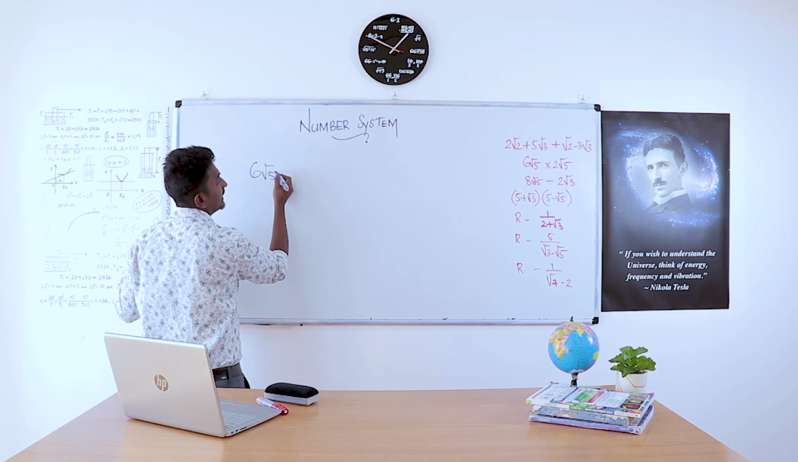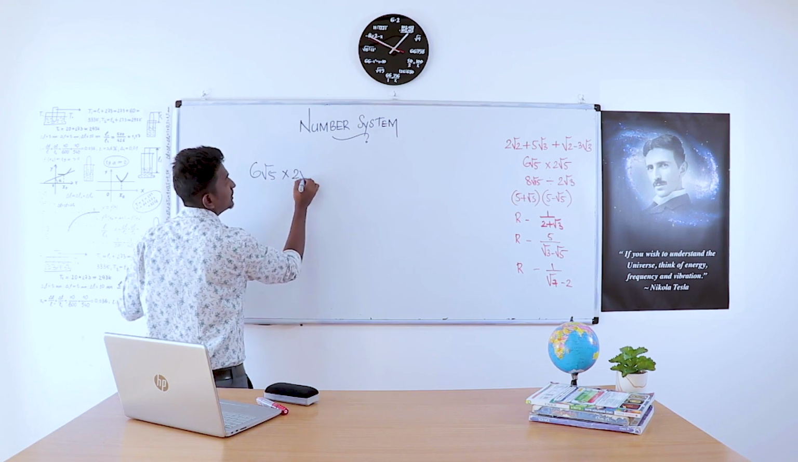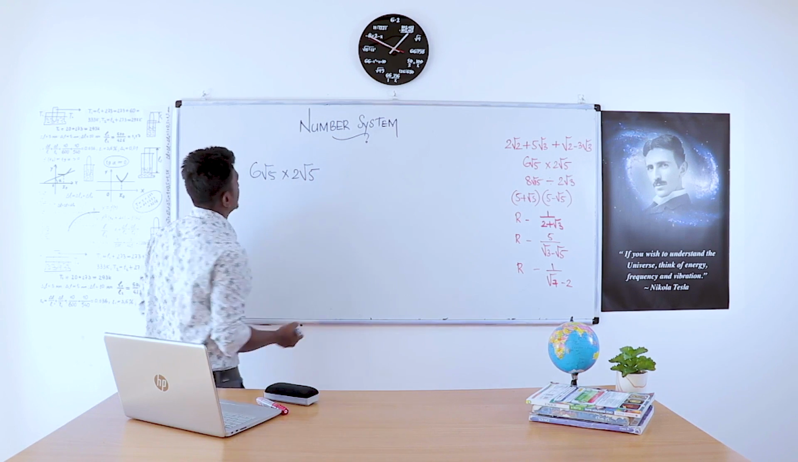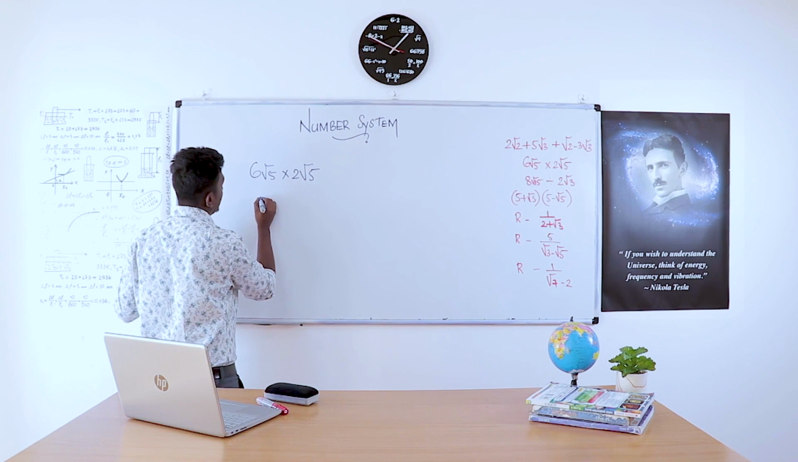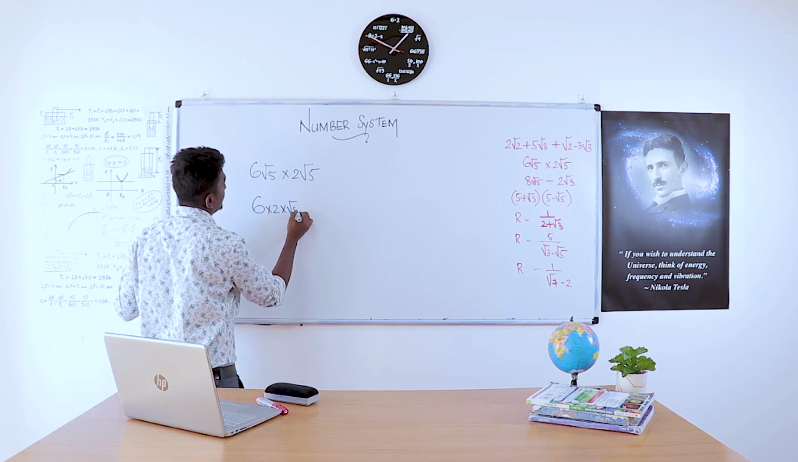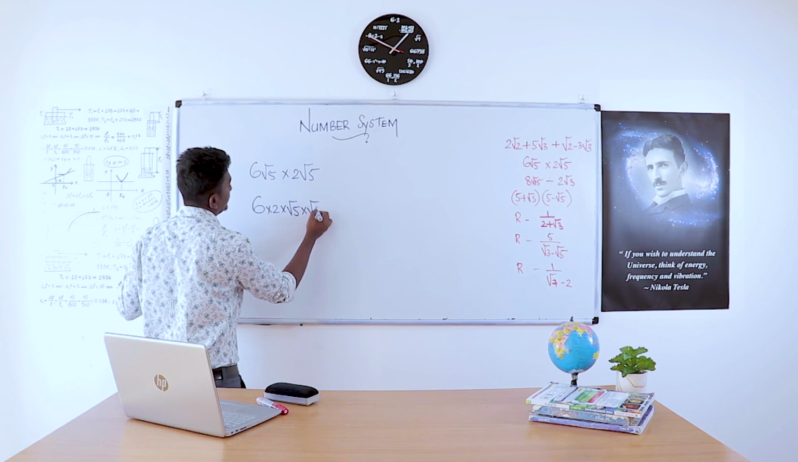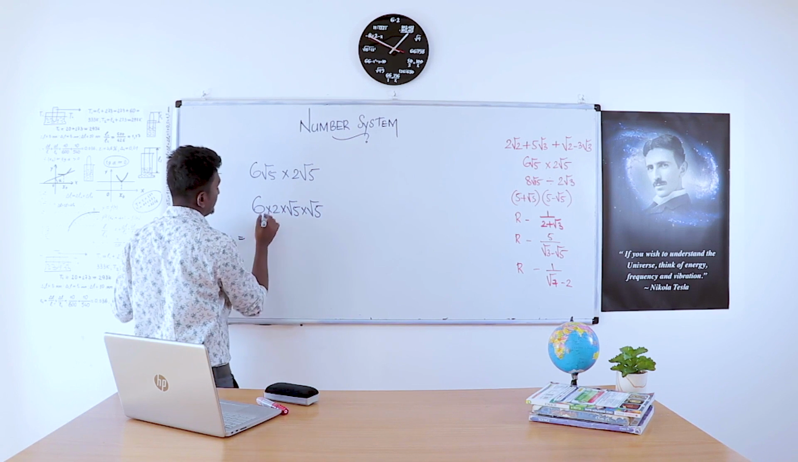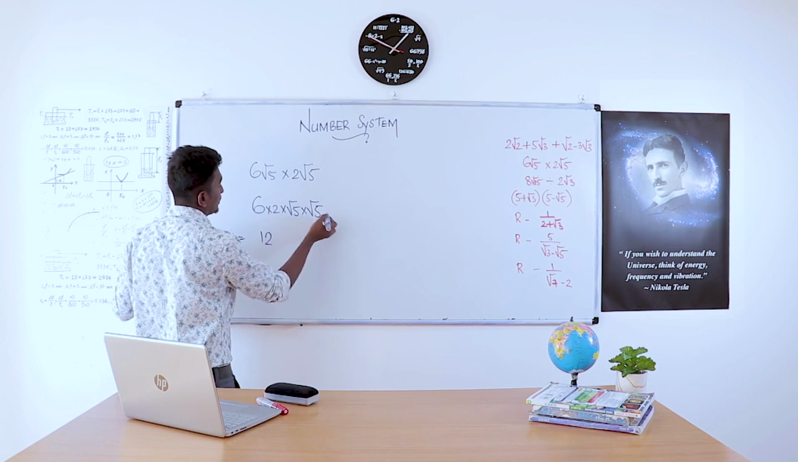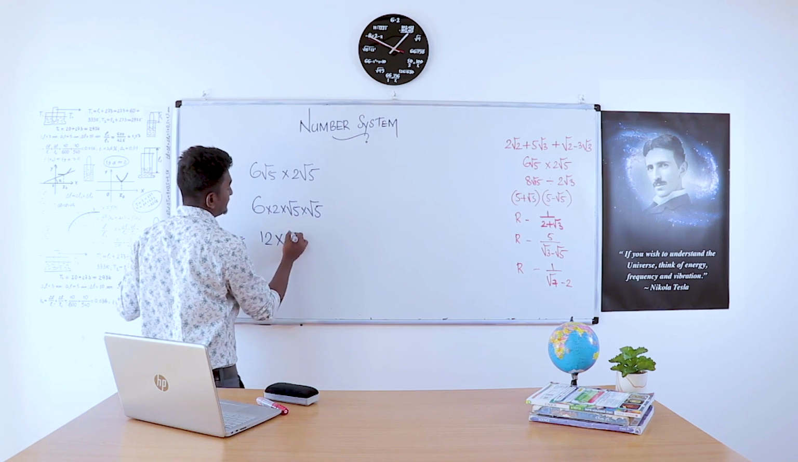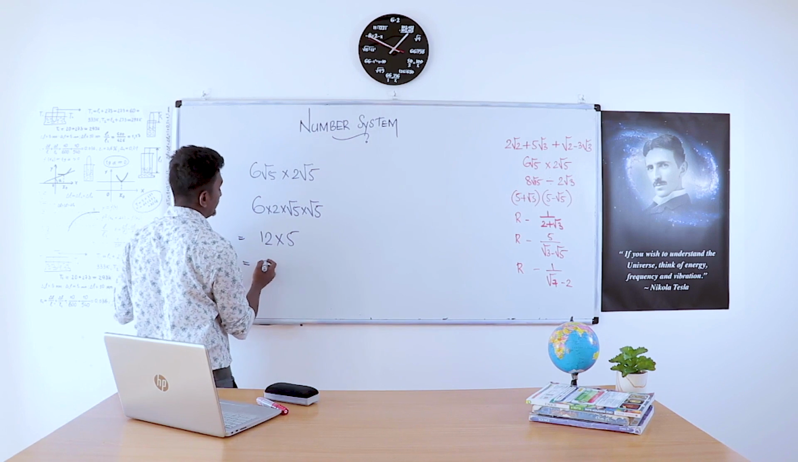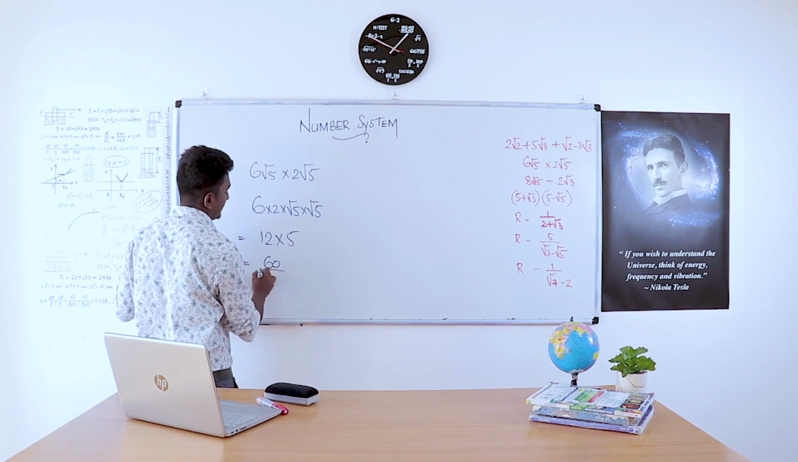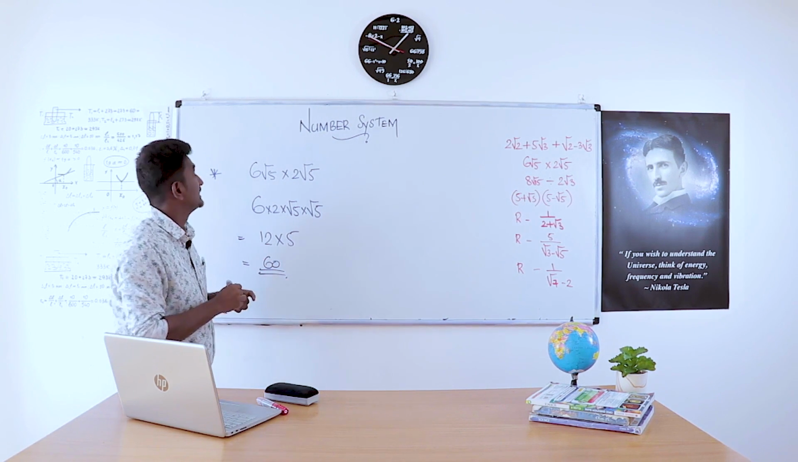6 root 5 into 2 root 5. This is multiplication. This can be simply done as 6 into 2 into root 5 into root 5. That is equal to 6 into 2, 12. Root 5 into root 5 is 5. That is 12 into 5, it is 60. The final answer is 60.